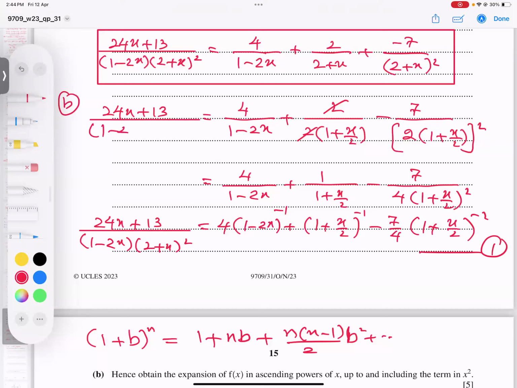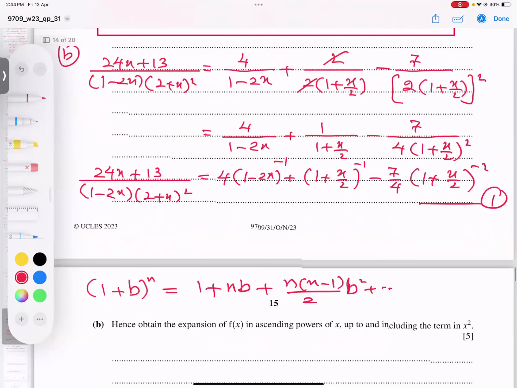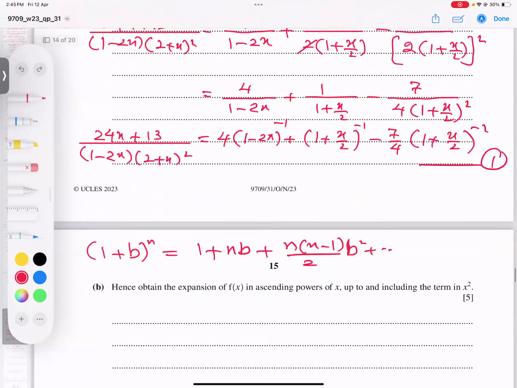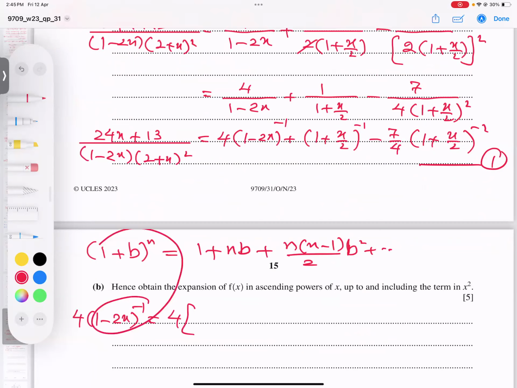So I believe you're understanding what is going on, and here we have to be patient while attempting. A lot of temperament is required. Okay, so first of all, I will apply this. Let's try: 4 times (1 minus 2x) to power -1. So 4 outside, I'm applying this formula.